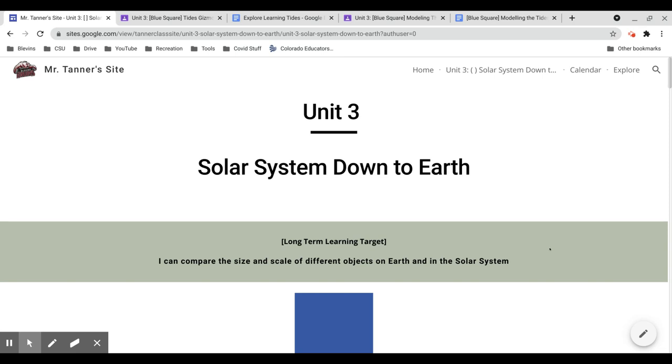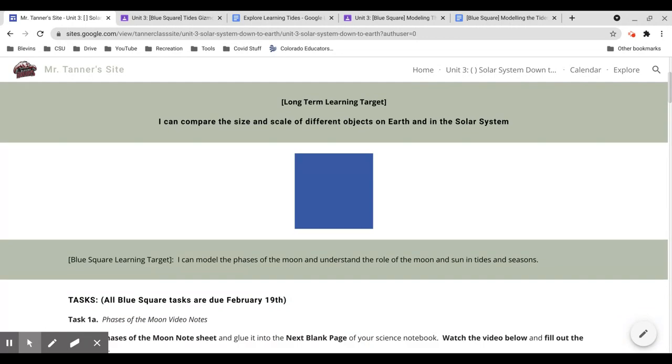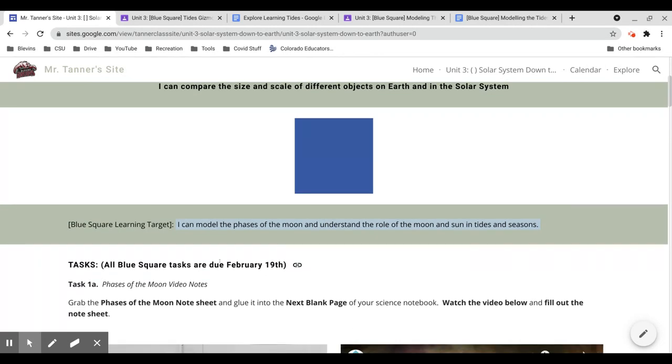In this walkthrough video, we're going to be looking at the blue square section of Unit 3. In the blue square section, our learning target says I can model the phases of the moon, and I understand the role of the moon and sun in both tides on Earth and the seasons of the Earth. So we're looking at phases of the moon, tides, and seasons during the blue square section. And as you can see, all of the blue square tasks will be due February 19th.